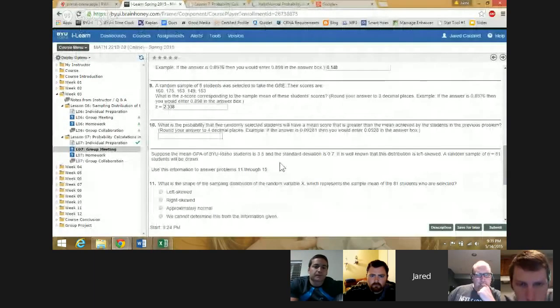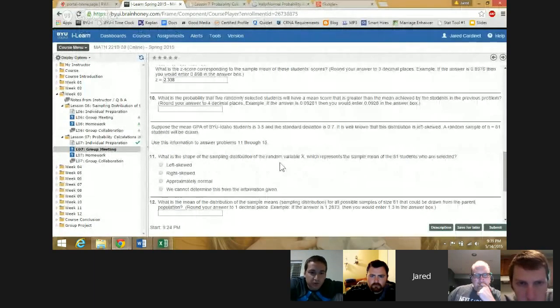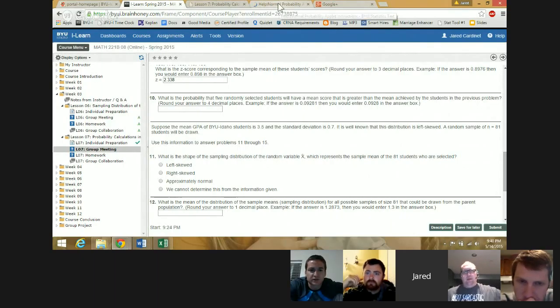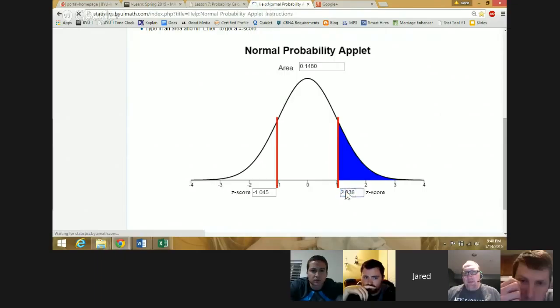What is the probability that 5 randomly selected students will have a mean score that is greater than the mean achieved by the students in the previous problem? Greater than 160. So we just need to stick it in the applet, right? It's 5 students again, randomly selected, so the z-score is still the same.